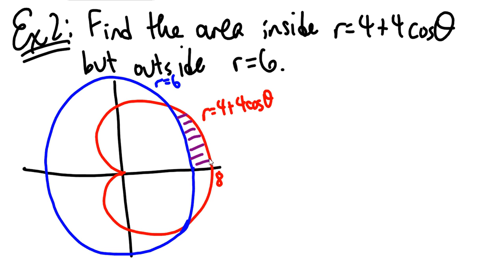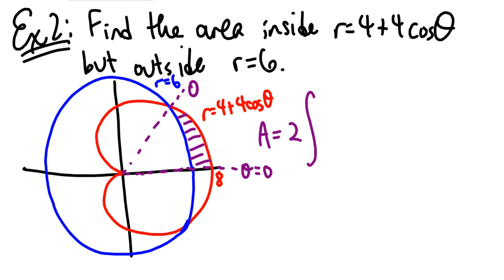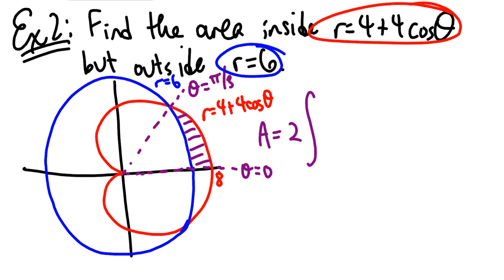Really, we're looking for twice that area, but we'll find this area and double it. We will double the area that we're interested in here. This is theta equals 0. This is theta equals pi over 3. How do I know that? Because we can set this equal to that, and using high school trigonometry, we can figure out that those are equal when theta equals pi over 3. So we're going to integrate between 0 and pi over 3.